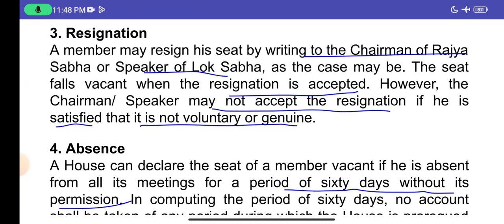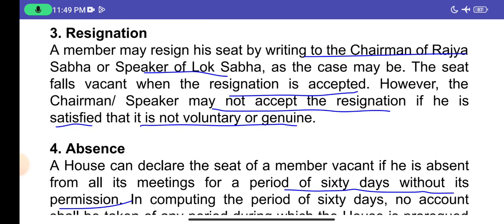Resignation. A member may resign his seat by writing to the chairman of Rajya Sabha or speaker of Lok Sabha, as the case may be. The seat falls vacant when the resignation is accepted. However, the chairman or speaker may not accept the resignation if he is satisfied that it is not voluntary or genuine.